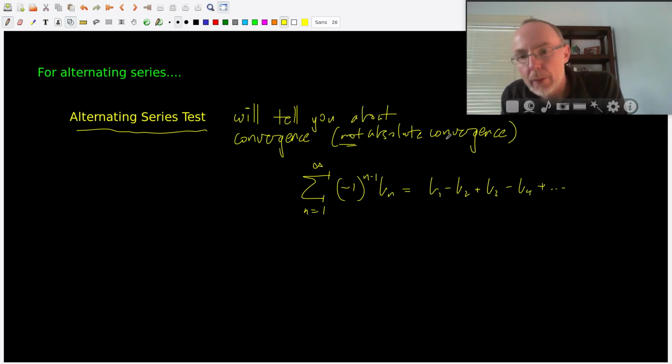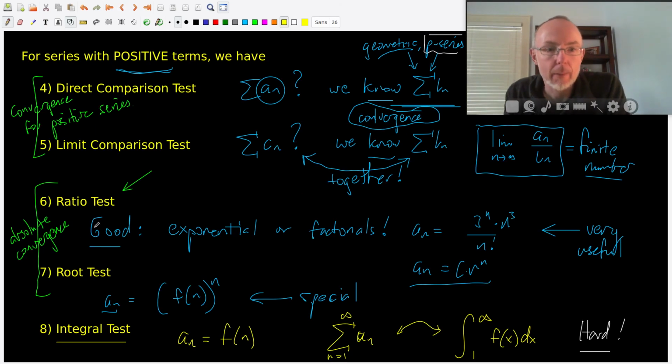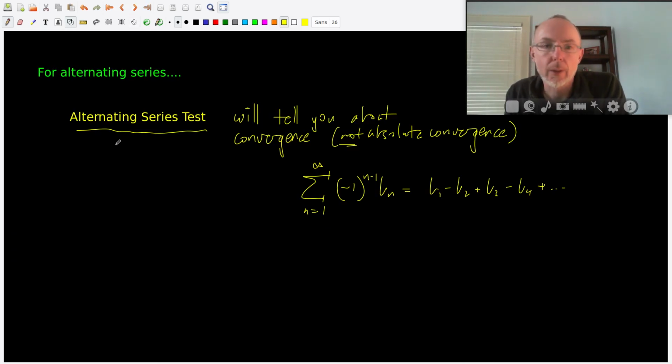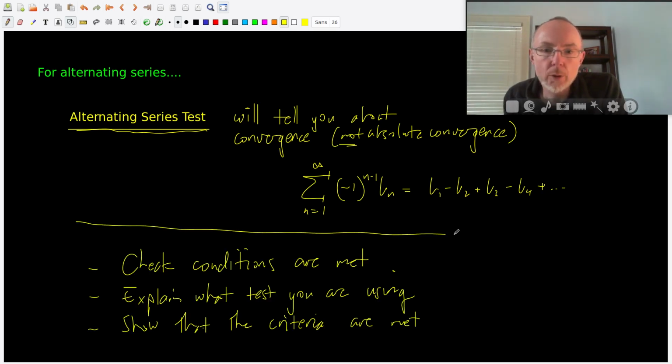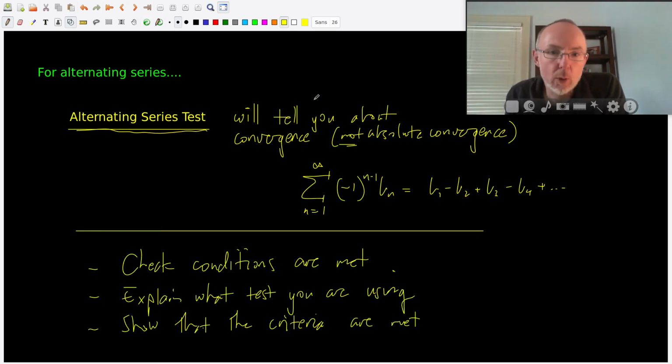then the alternating series test will tell you about convergence of that alternating series, but it won't tell you about absolute convergence, because for absolute convergence we would go back here and maybe look at the ratio test. The ratio test is really our go-to point if we're interested in absolute convergence, but if you've got an alternating series, then the alternating series test is a powerful way to see if it actually converges. But again, when you're doing this, remember to check all the conditions.